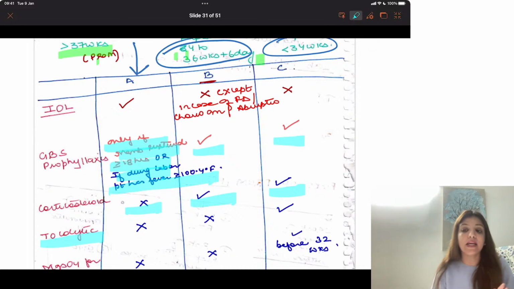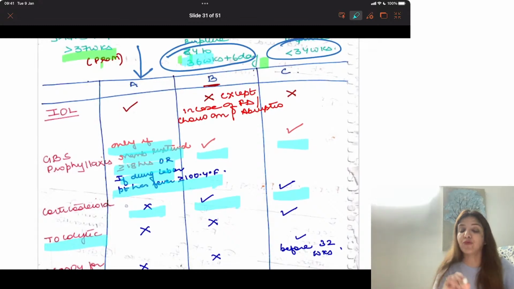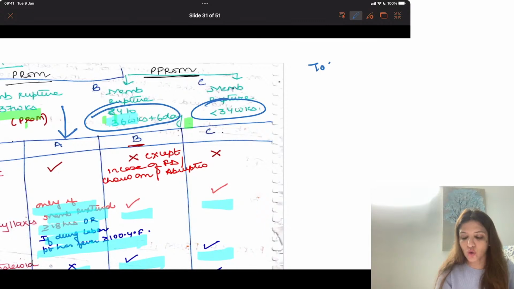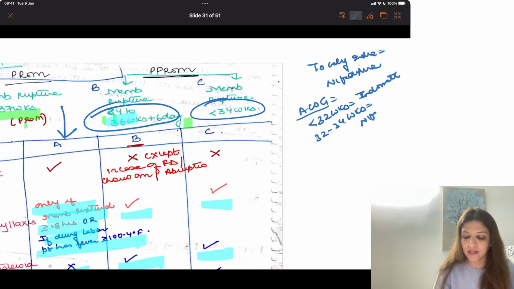In case of late PPROM, where membranes are rupturing between 34 to 36 weeks, just now I told you that beyond 34 weeks you never give tocolytics. So in this case also I am not going to give tocolytics. I am going to give tocolytics only if my question says gestational age is less than 34 weeks. As far as tocolytics are concerned, please remember the new update: yes, the tocolytic of choice in India is nifedipine, but according to ACOG, if you are giving tocolytics at less than 32 weeks, then the choice is indomethacin. And if you are giving tocolytics between 32 to 34 weeks, then the choice is nifedipine.